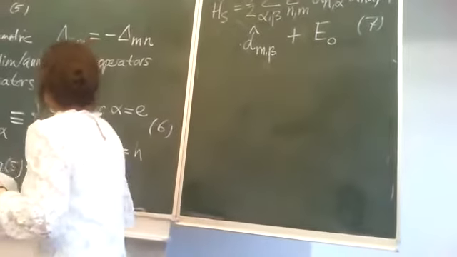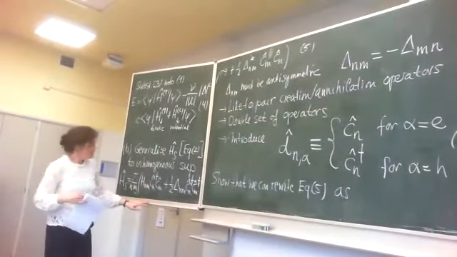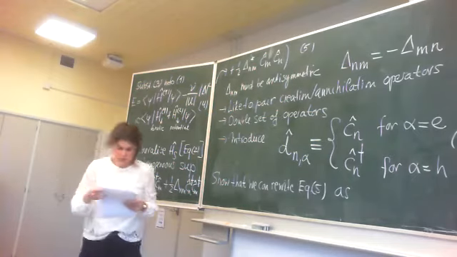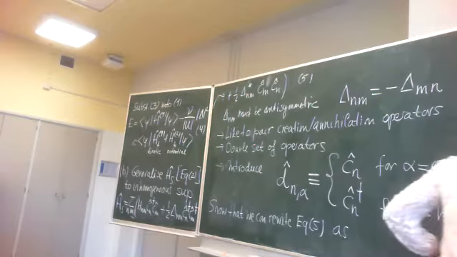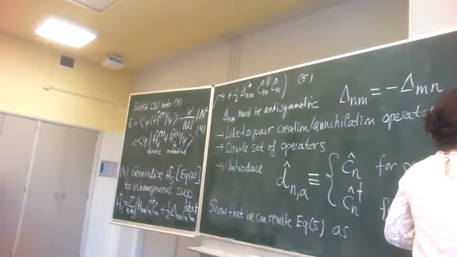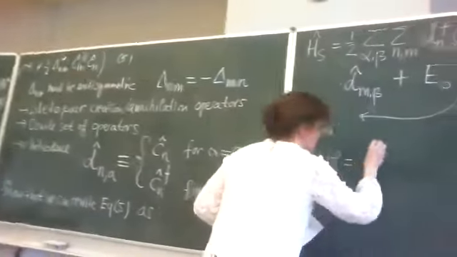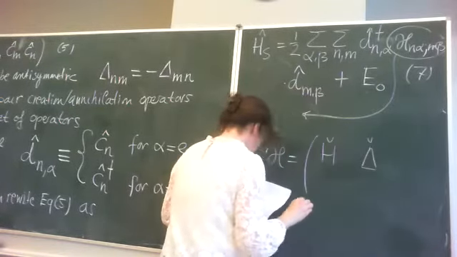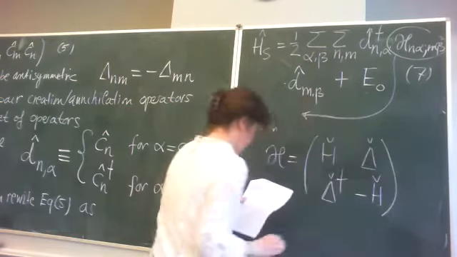So this is the claim. The claim is that by using this transformation, these doubling operators, if you like, you can rewrite this Hamiltonian, equation 5, into that form. Now I must define this part here. So I'm going to write it in matrix form in alpha beta space. So this will be H, delta, using the notation from the book, because otherwise it's confusing, minus H, like this.